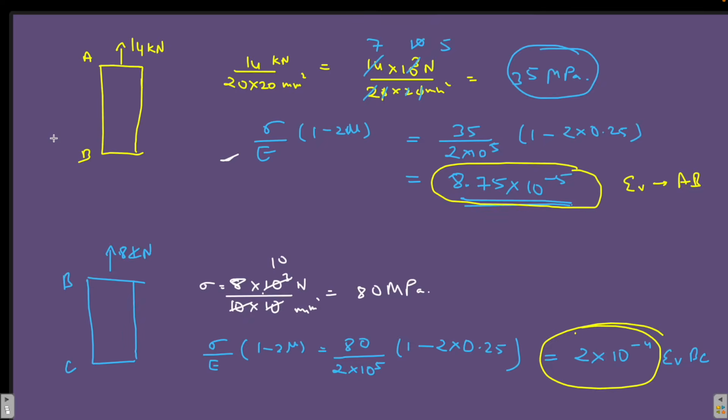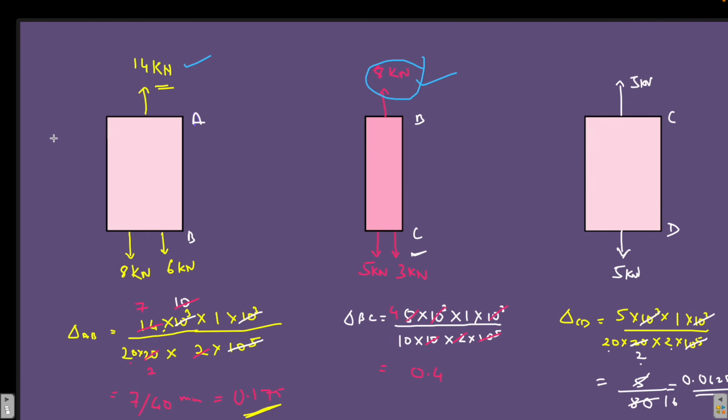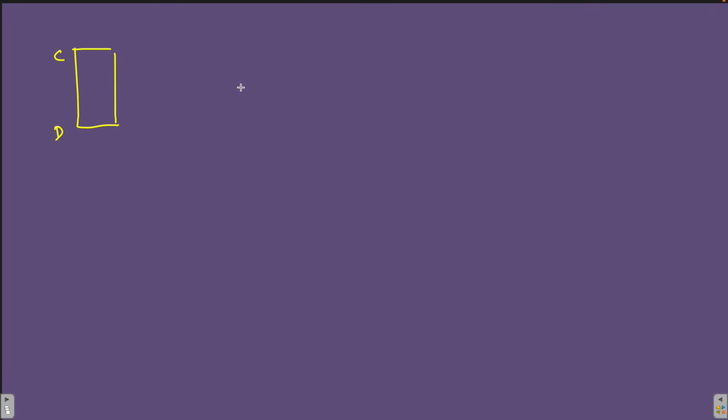So this is the bar CD. How much is the load acting in this case? The load acting is 5 kilonewton. So this is 5 kilonewton load. So what will be the stress now?